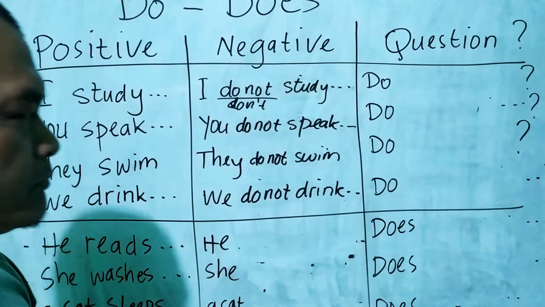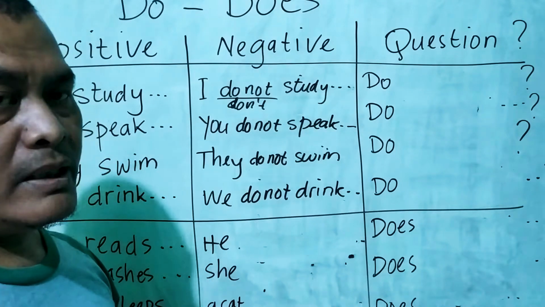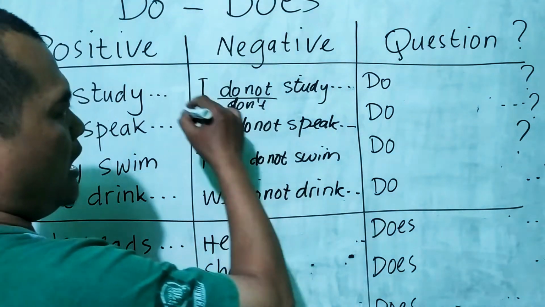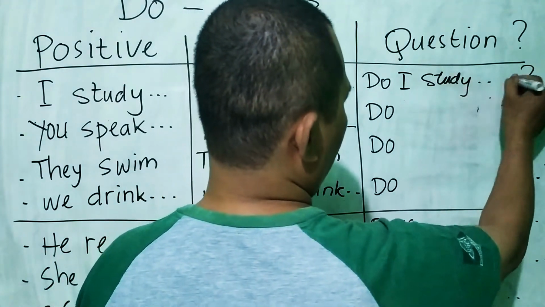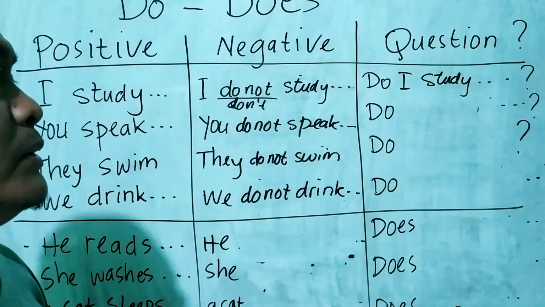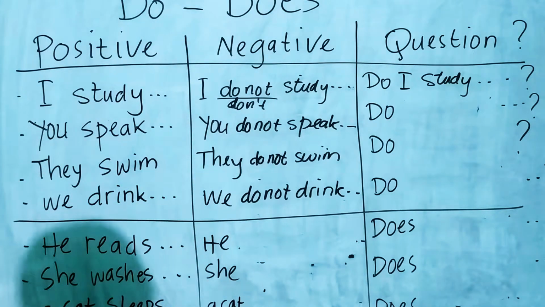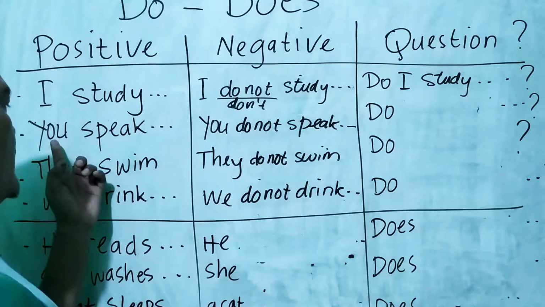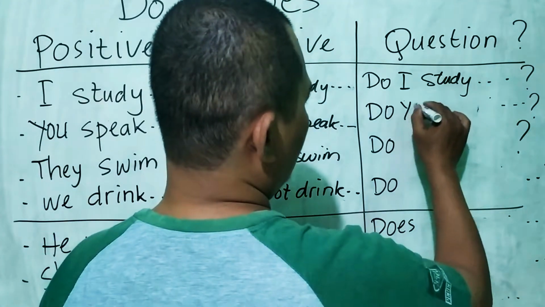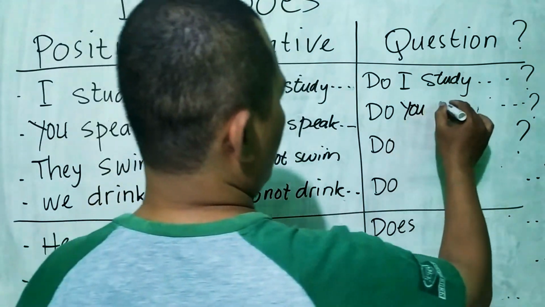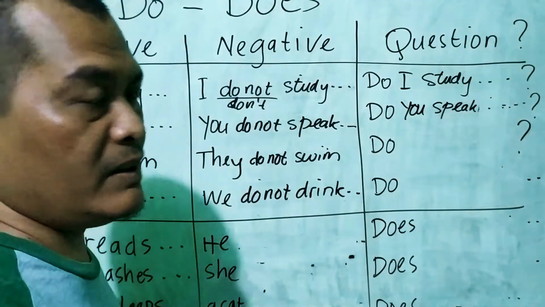How about the question? Easy. In a question, put do in front of the subject. Where is the subject now? I. Do I study? You can put English. Do I study English? Do I study math? And so on. But if the subject is you, how do we make the question? Do you speak English? Do you speak Indonesian?